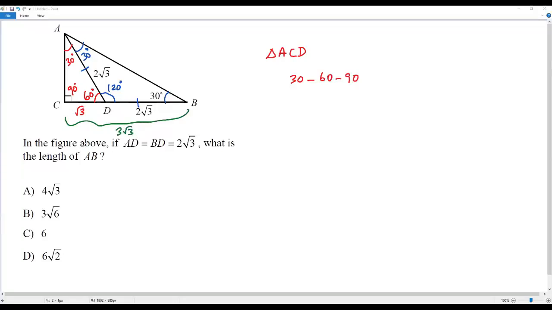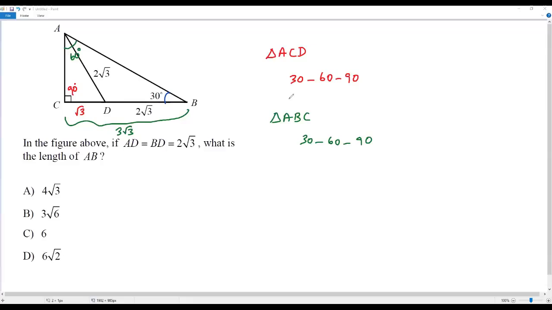Okay, now let's consider the right triangle ABC. In this right triangle ABC, we have the right angle, 90 degree, at vertex C, and the angle measure at vertex B is 30 degree. It's given. And what's the angle measure at vertex A? It's 60 degree, because 30 plus 30 plus 60 makes 180. So ABC is a 30, 60, 90 special right triangle. We have already discussed this special right triangle.